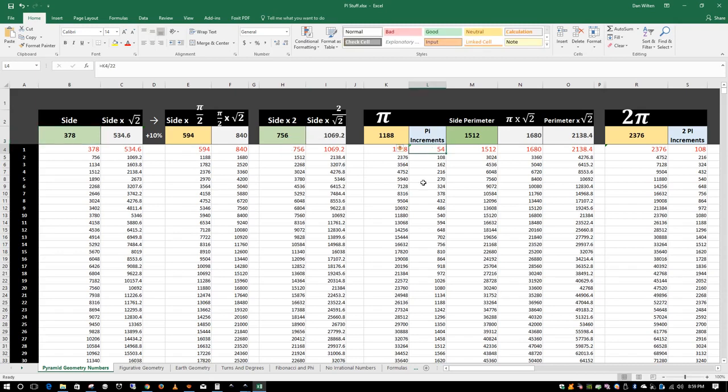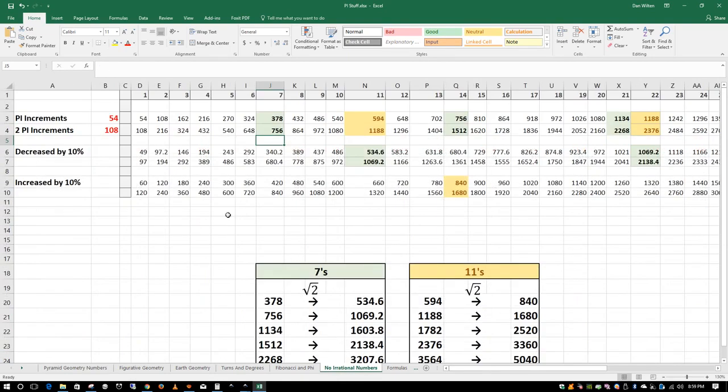Well, I've discovered something really interesting I want to share with you guys tonight. I think it has more to do with pyramid code that's being unlocked, but I want to show you this real quick first. Just using the pi increments themselves, I was able to eliminate all of the irrational numbers by doing the following. So what I did was I plug in 54 here.